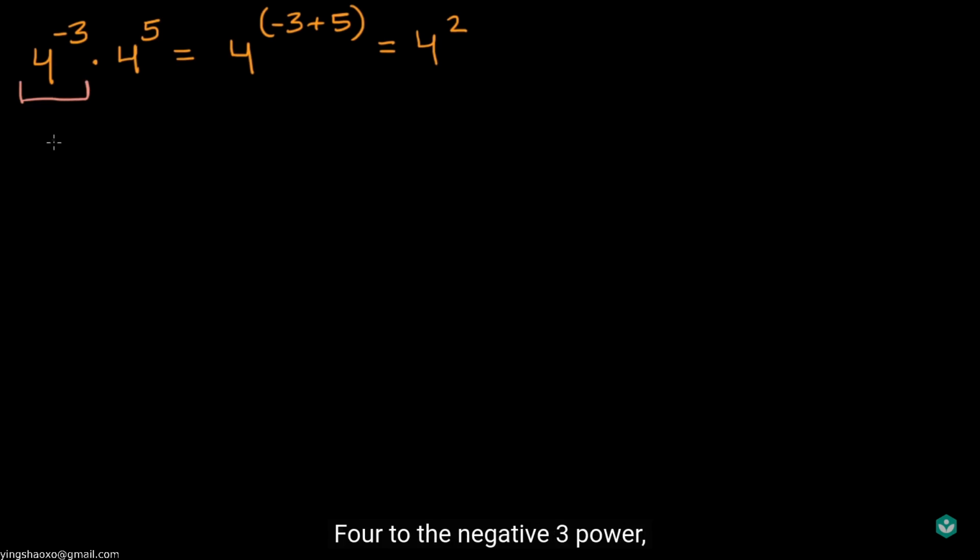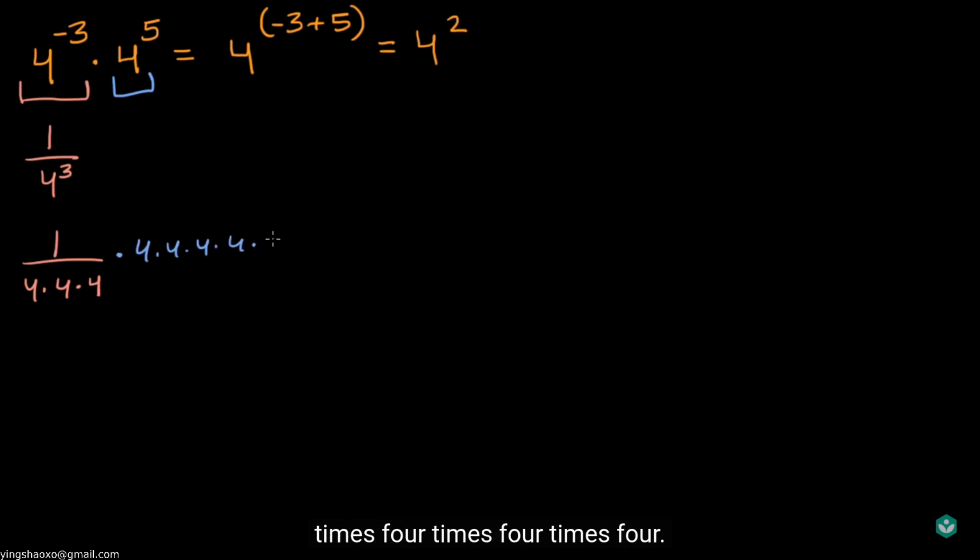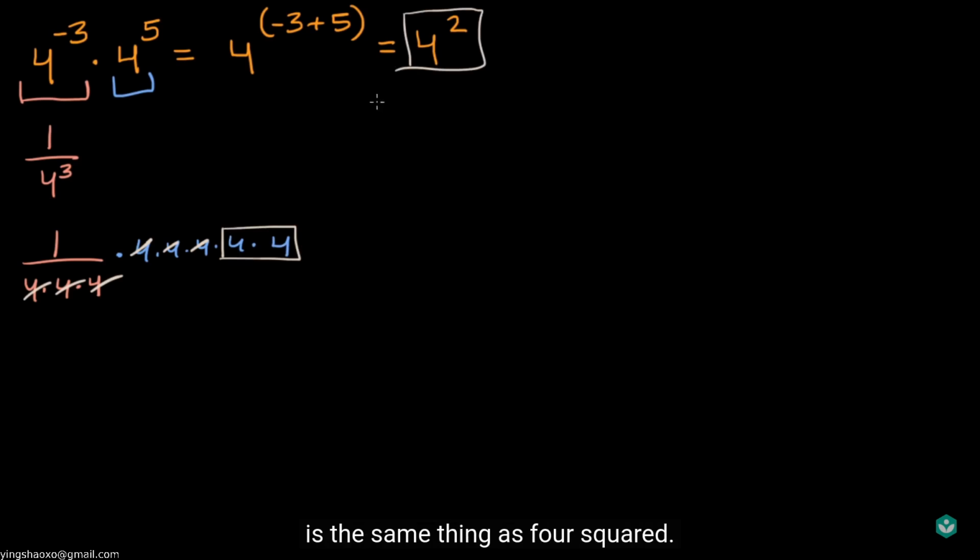4 to the negative 3 power, that is 1 over 4 to the 3rd power. Or you could view that as 1 over 4 times 4 times 4. And then 4 to the 5th, that's 5 4s being multiplied together. So it's times 4 times 4 times 4 times 4 times 4. And so notice, when you multiply this out, you're going to have 5 4s in the numerator and 3 4s in the denominator. And so 3 of these in the denominator are going to cancel out with 3 of these in the numerator. And so you're going to be left with 5 minus 3, or negative 3 plus 5, 4s. So this 4 times 4 is the same thing as 4 squared.